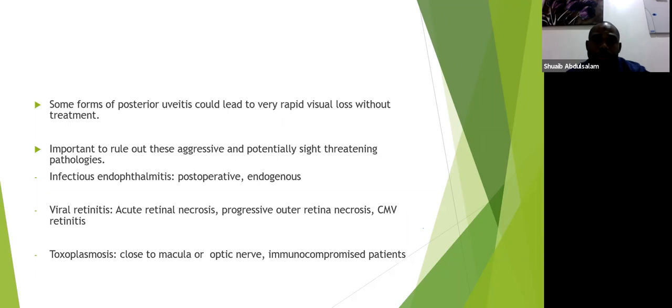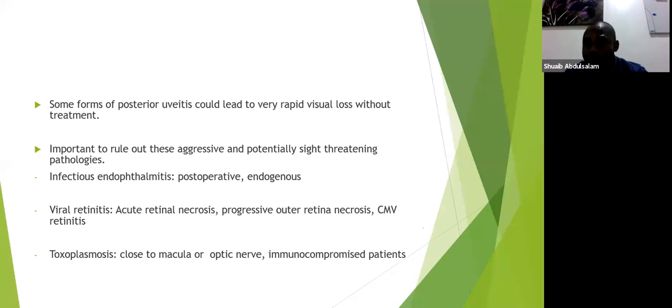Then your viral retinitis. They include your acute retinal necrosis, your progressive outer retinal necrosis, and your CMV retinitis. And the viral, especially your acute retinal necrosis, it progresses very rapidly. So it's something not to be missed, because if you miss it, by the time the patient comes back a couple of days or a couple of weeks later, then probably it's too late to do anything about it. So it's very important to pick these cases.